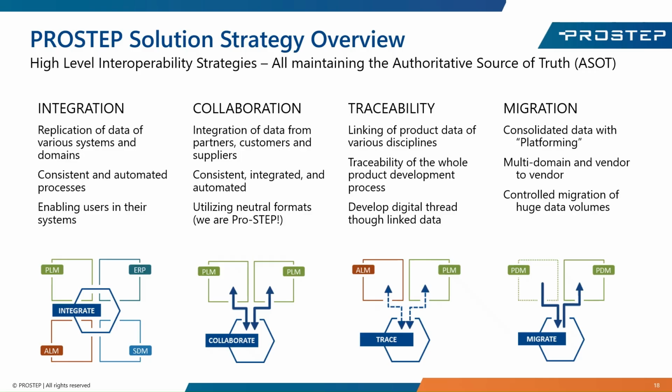The third being traceability. Traceability is linking product data, typically using a web-like link, a URI or URL. Sometimes standards like OSLC can be applied here, and this is to develop a digital thread without replicating data. So when you trace data, what's nice about it is it's a very lightweight integration, in that all you need to do is maintain the link to the system, and then you can access that data at any time.